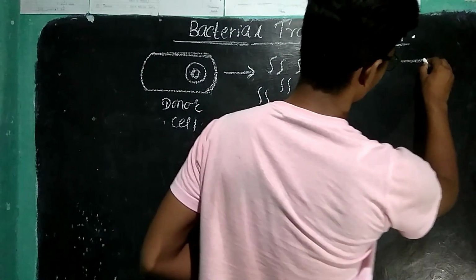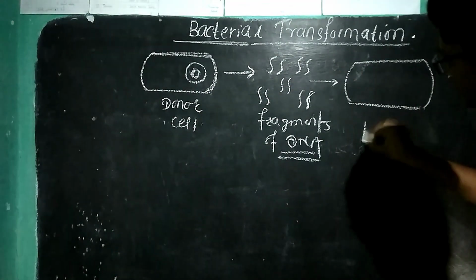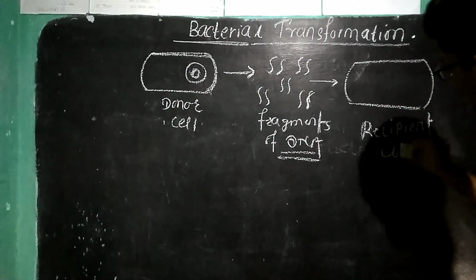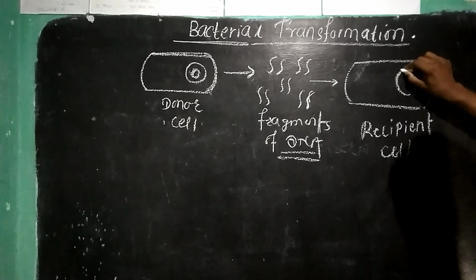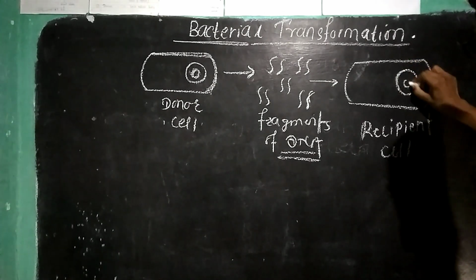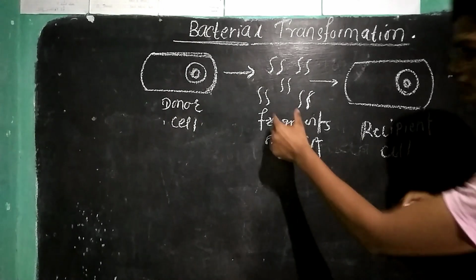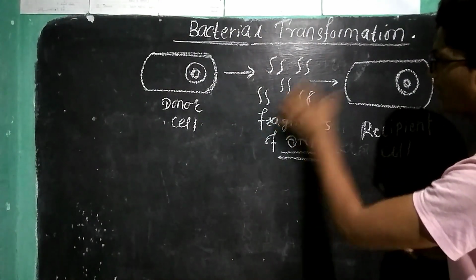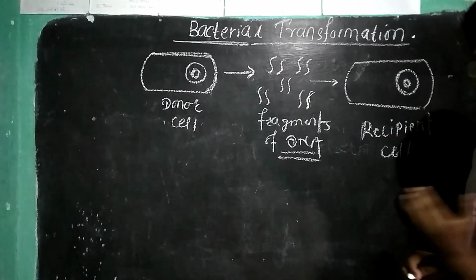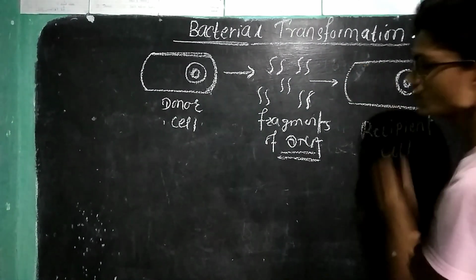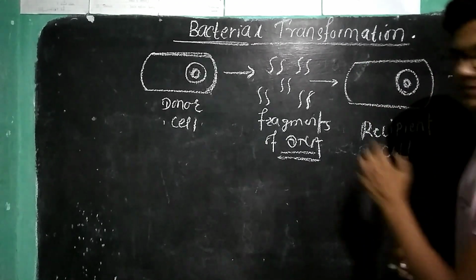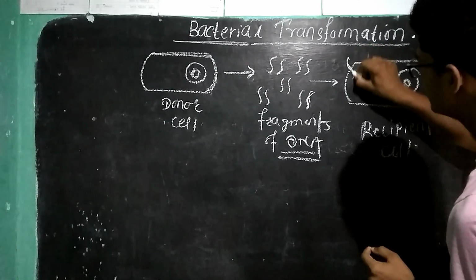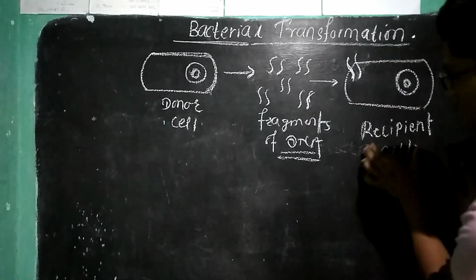Suppose this is another recipient cell having its own DNA. Now these fragments of donor DNA attack the recipient cell and bind with the cell wall of the recipient cell. Means they attack the cell wall of the recipient cell and attach to the cell wall of this recipient cell.